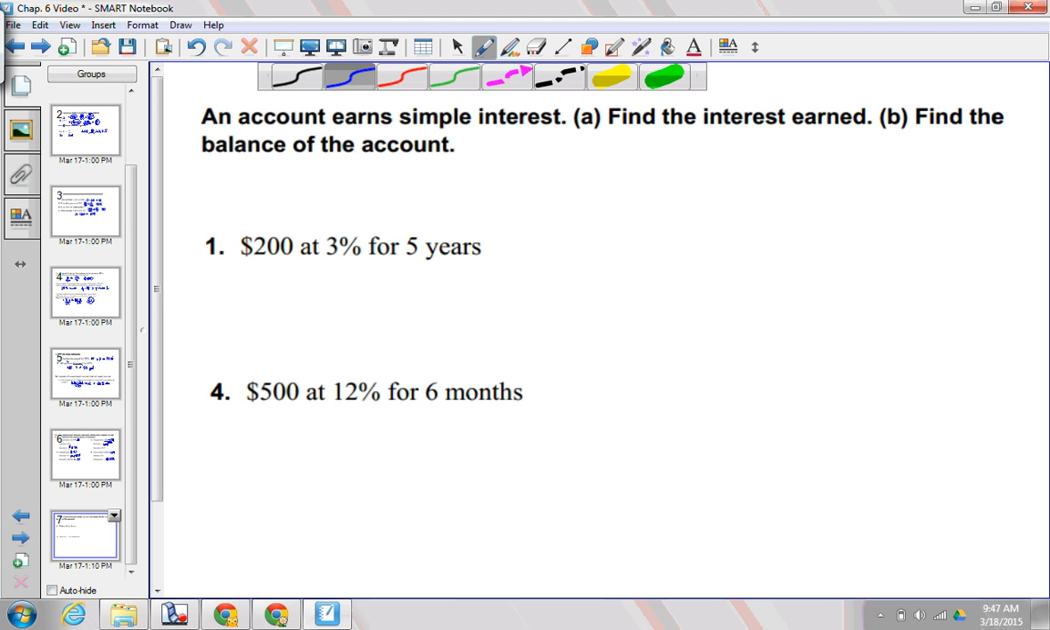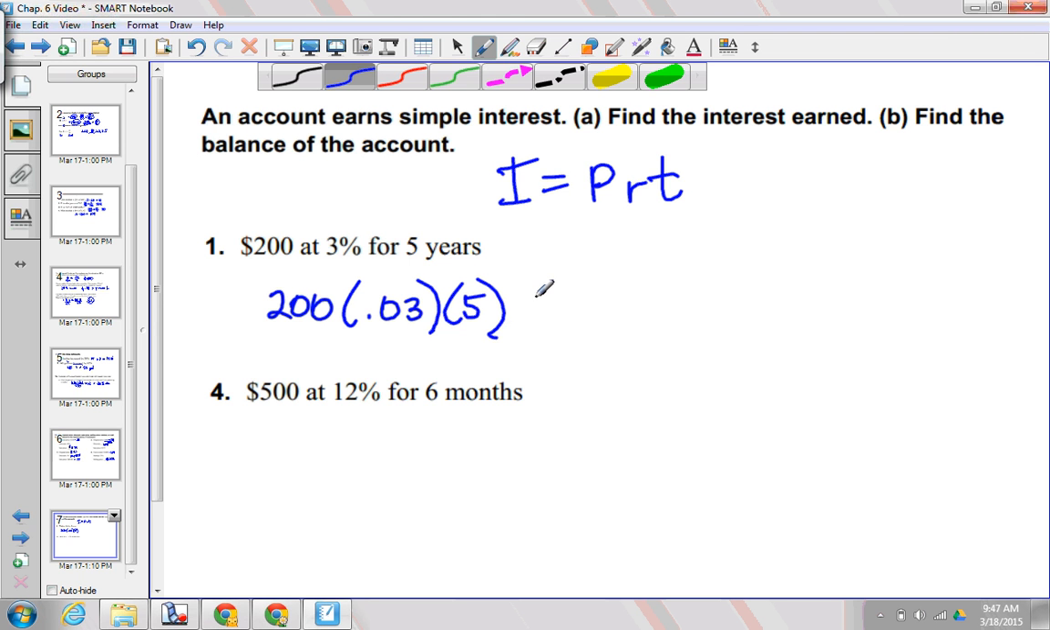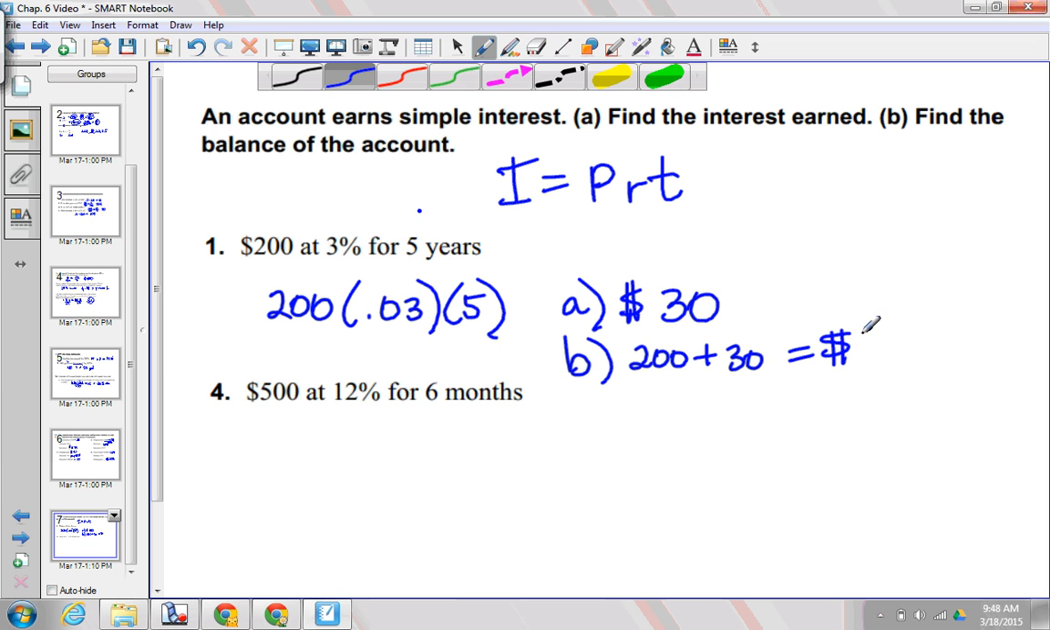Okay, and the last section of Chapter 6 was on simple interest, using that formula, interest equals principal times rate times time. So for number 1, we would multiply our principal times 0.03 times 5, and that would give us our interest. For A, our answer is $30, and then for our balance, we have to add on the principal, so 200 plus 30 would be how much money we would now have, which would be $230.